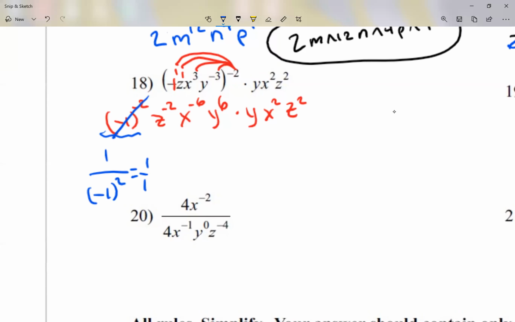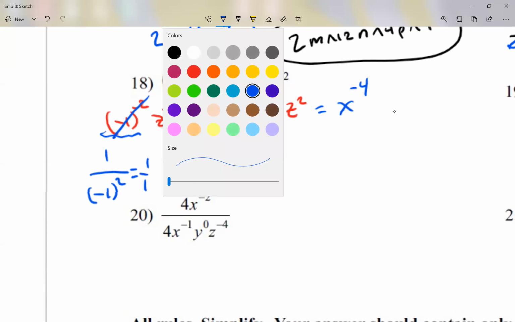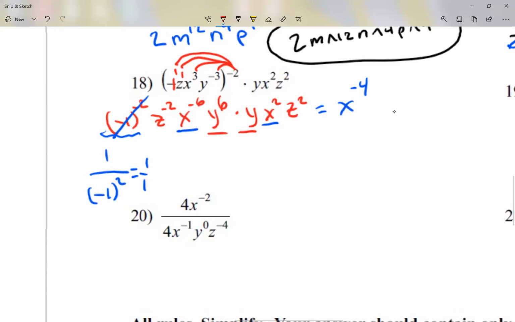Now, when it comes to letters, let me go in alphabetical order. When it comes to X, I'm going to add my exponent, so that gives me X to the negative 4th. When it comes to Y, that gives me Y to the 7th. Remember, the Y by itself is basically Y to the 1. And then when it comes to Z, it's Z to the 0. So for right now, let me just write Z to the 0.